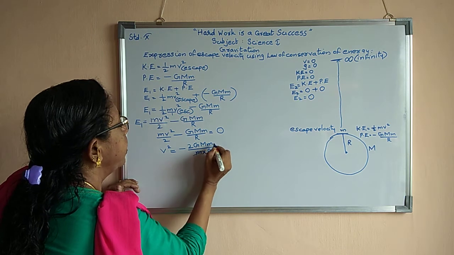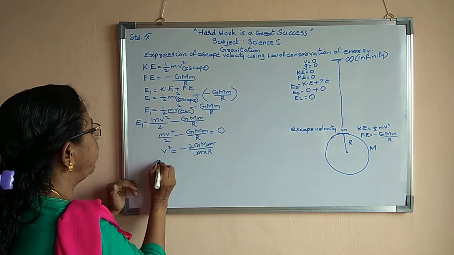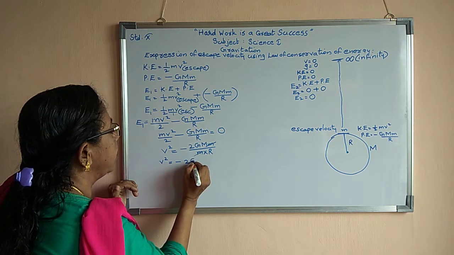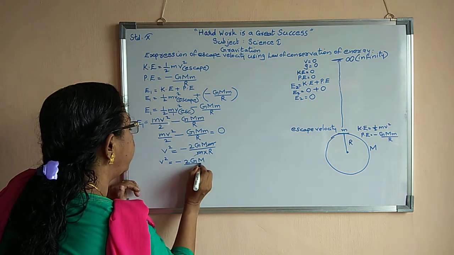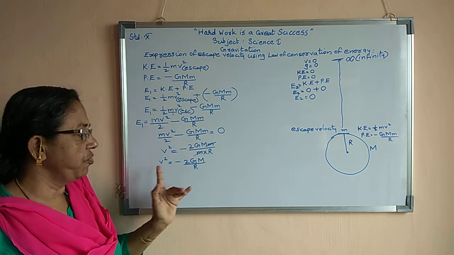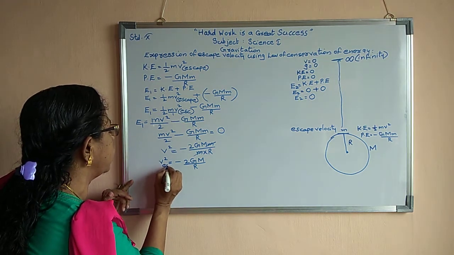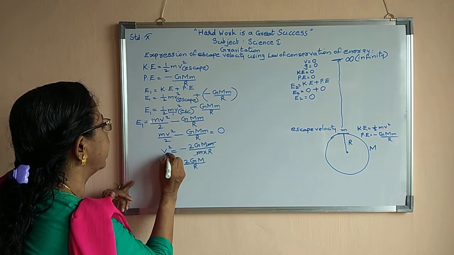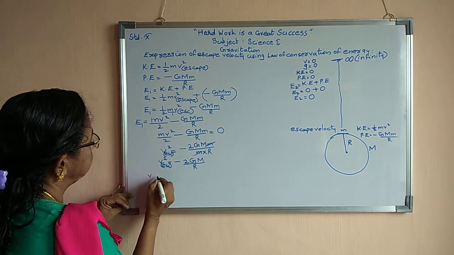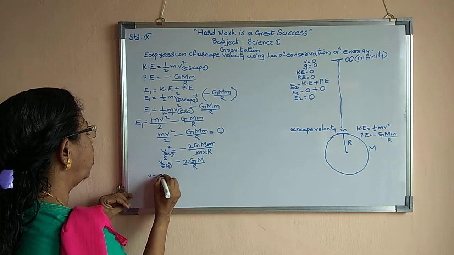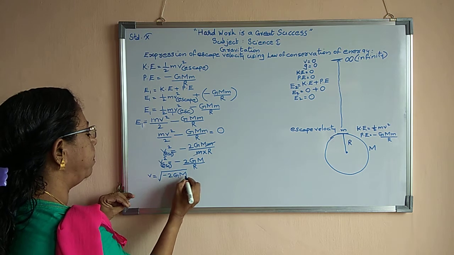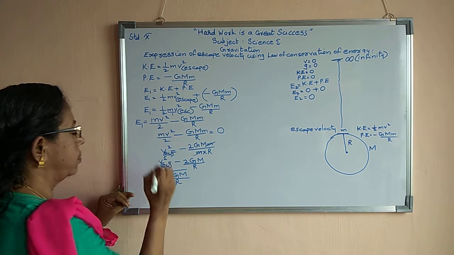Now this m and this m I cancelled. Then what will be our answer? V square is equal to minus 2 capital G capital M upon R. Now we have to find out the value of V. V means what? This is the escape velocity. Now we are finding V. V is equal to square root of minus 2G capital M upon R.